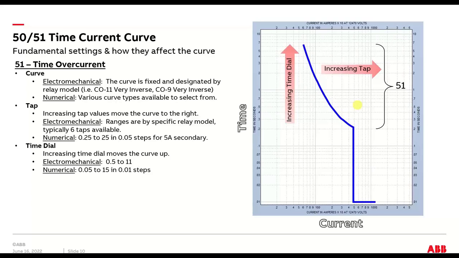It's basically used for overloads and short circuits within high impedance, not bolted faults, high impedance short circuits. That's what it's intended to protect. I put in some information here about the difference between an electromechanical and numerical, but the take home is that the electromechanical had very limited number of taps and time dial adjustments, and the time dial was relatively imprecise. The numericals have almost a continuous step value. For example, tap here, you can set it from 0.25 to 25 in 0.05 steps. So you have a lot more resolution with the numerical relay than you ever did with the electromechanical.